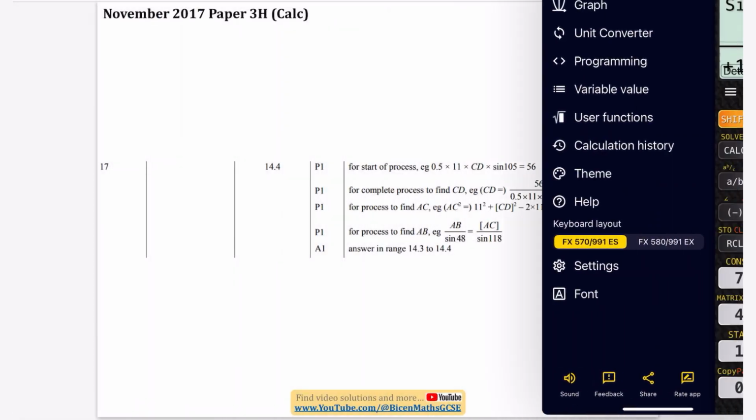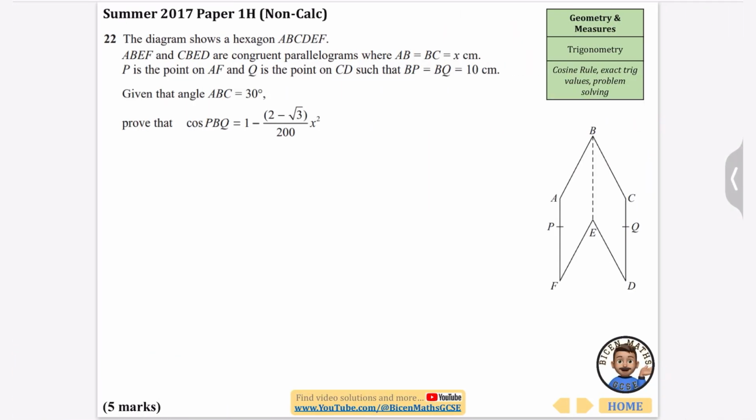Okay, I'm going to put the calculator back to the other side where I usually keep it, and now we're going to look at this next question, which is pretty tough if I'm honest. So it's going to be a mixture of the cosine rule, exact trig values, problem solving, and it's a non-calculator one, which is why I've said exact trig values.